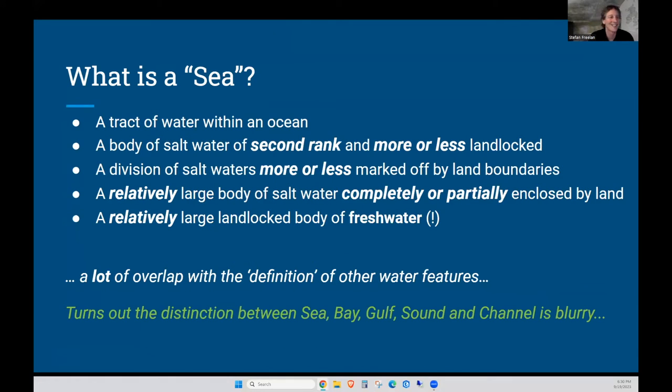What does the dictionary say? Dictionary says a body of salt water of second rank, more or less landlocked. Well, that's pretty specific. Relatively large body completely or partially enclosed, relatively landlocked, sometimes freshwater. Not surprisingly little help from the dictionaries. And a phenomenally high degree of overlap between what we say is a sea, a bay, a gulf, a sound, a channel, an ocean, whatever the seven seas are. We don't even know what a sea is. Kind of no help there either.